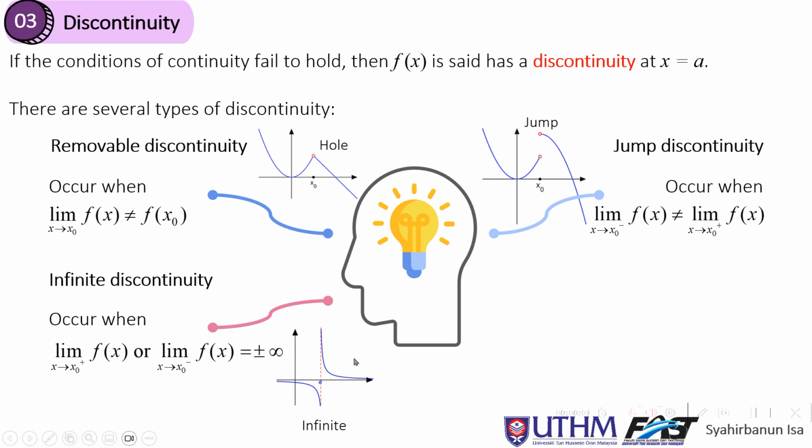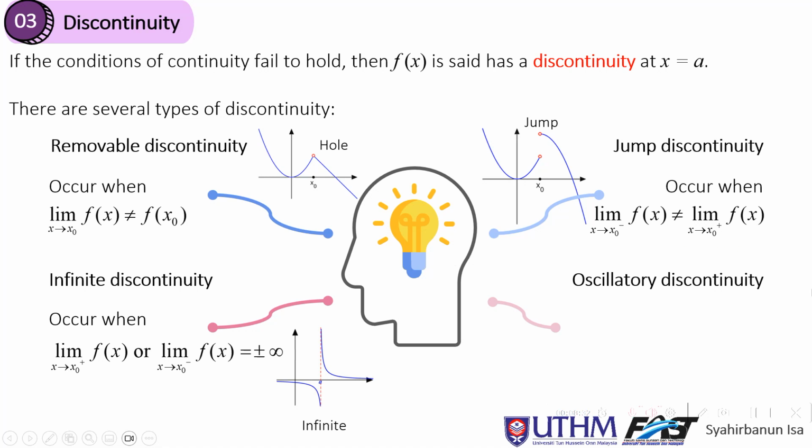From this example, from this graph, from the left hand side the limit approaches negative infinity. So we know that a limit that is infinite does not exist. That's why, when the function has an infinite limit, we call it infinite discontinuity.